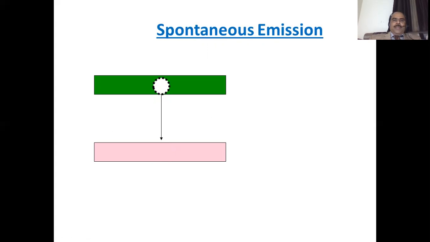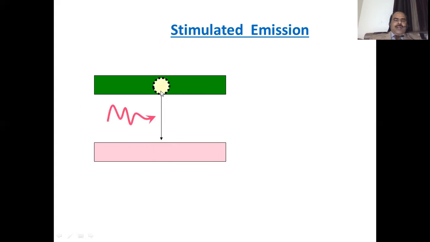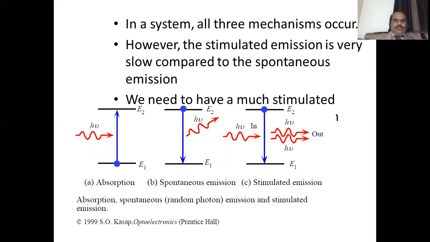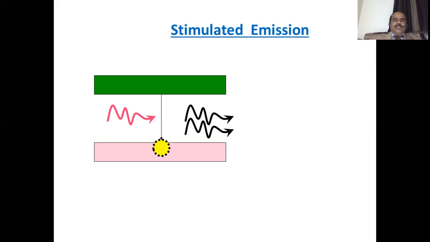Now spontaneous emission: your atom is in the excited state. This is an unstable state, so the atom will come to the ground state, and while coming to the ground state, it emits a photon equal to the energy difference between these two levels. This is called spontaneous emission. Now stimulated emission: your atom is in the excited state. We allow some incident light equal to the energy difference between these two levels, and at the end the atom is de-excited and you get two photons. These two photons are identical in frequency, phase, and direction.